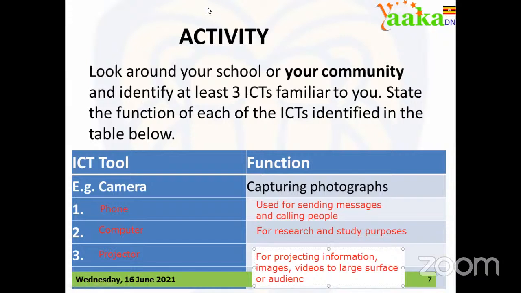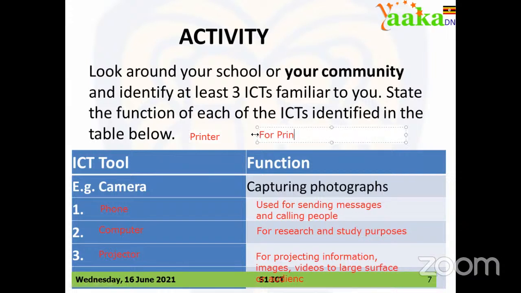Miracle, can I have a point from you? A printer, for printing information. Okay, Miracle talks about the printer. You can add it here, printer. You say it is for printing information. Okay, for printing information. That's wonderful. Okay, well done.